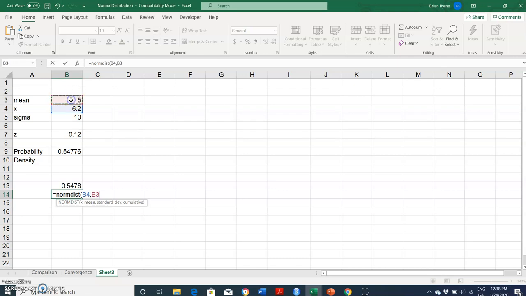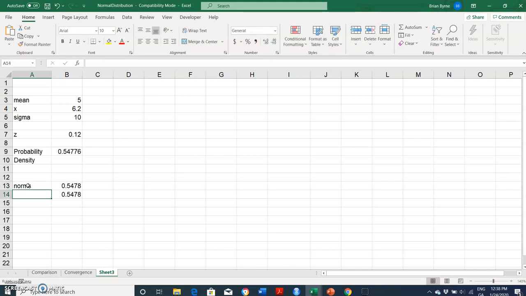where we know the mean is 5, and again following along here, where the standard deviation is 10, and is it a cumulative normal probability? Yes, it is, so we put in true. And we get the same value. Okay, so we get that 0.5478 again. Again, this is for where we use NORM.S.DIST, and this is where we use NORM.DIST.